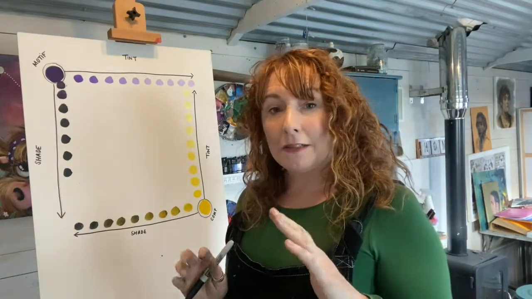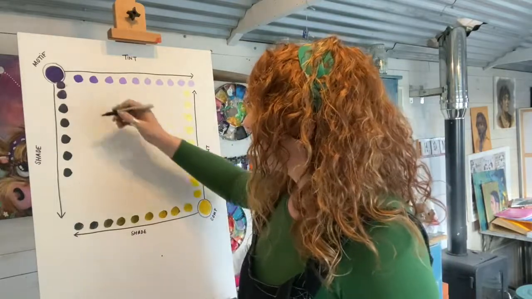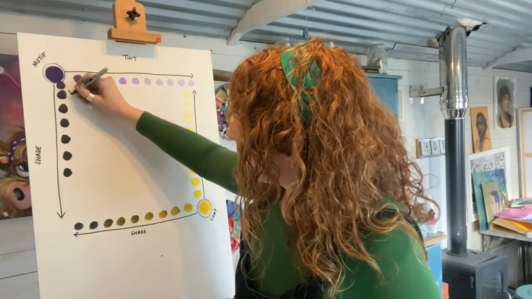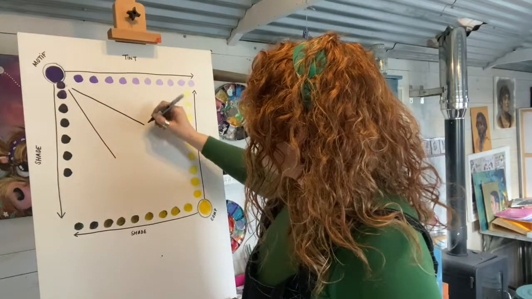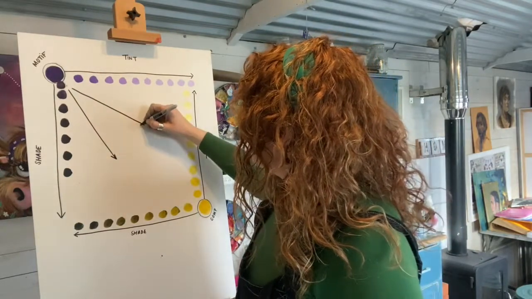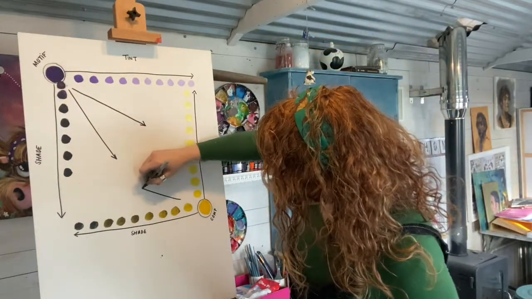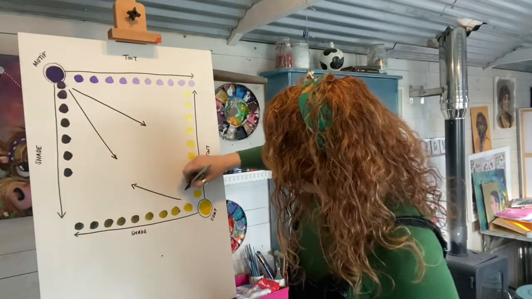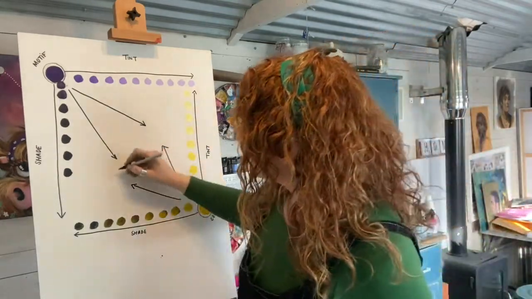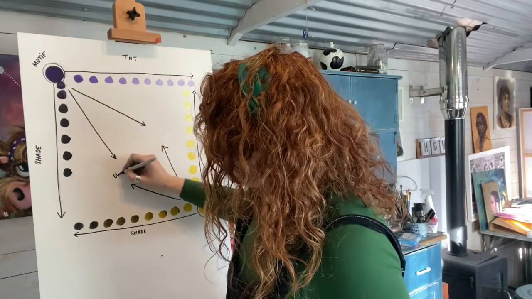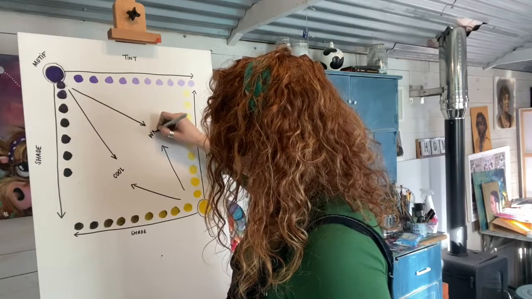So we've got our shade, we've got our tint, we've got our main colour and the complementary. What I want to do now is look at temperature, colour temperature. So I'm going to have two lines coming off the motif and two lines coming off the complementary. This side is going to be cool and this side is going to be warm.